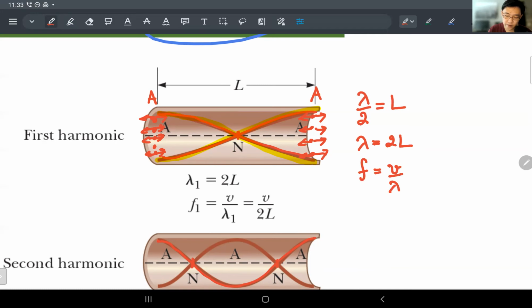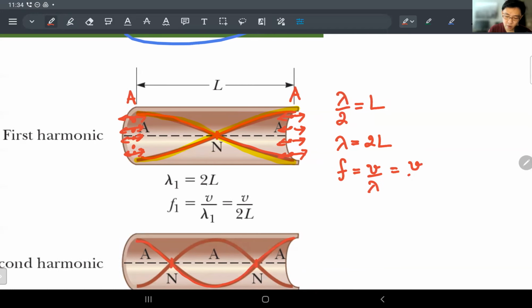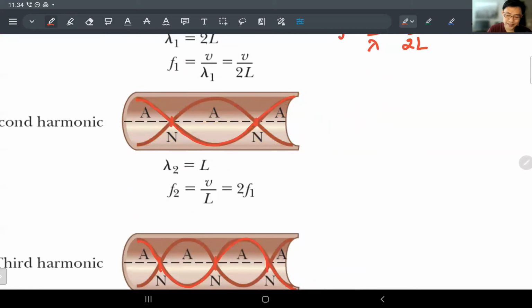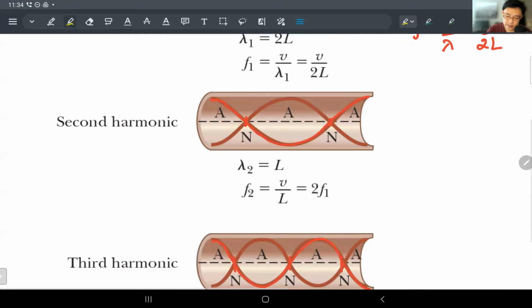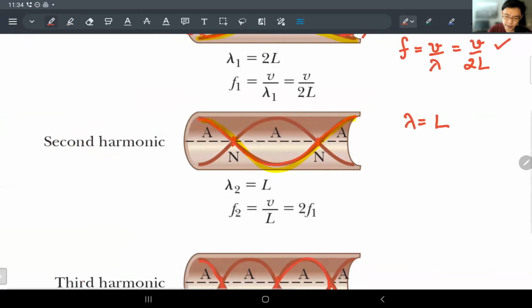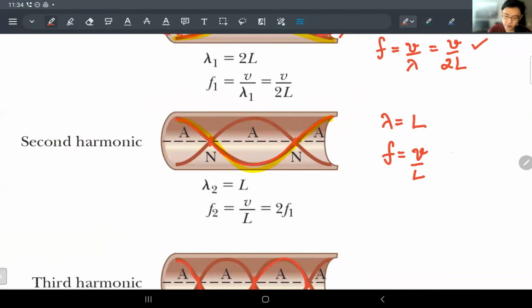Once you get that, you can figure out the frequency using the regular formula. It's just the speed of the wave divided by the wavelength. So it's going to be v over 2L and you are done. See that? Okay, that's not bad. And then how can you figure out the lambda in the second case? Well, just do the counting. You come here and that's one full cycle right there. It means your wavelength is exactly the length of the tube. So with that, your frequency will be just v over L and you're done.